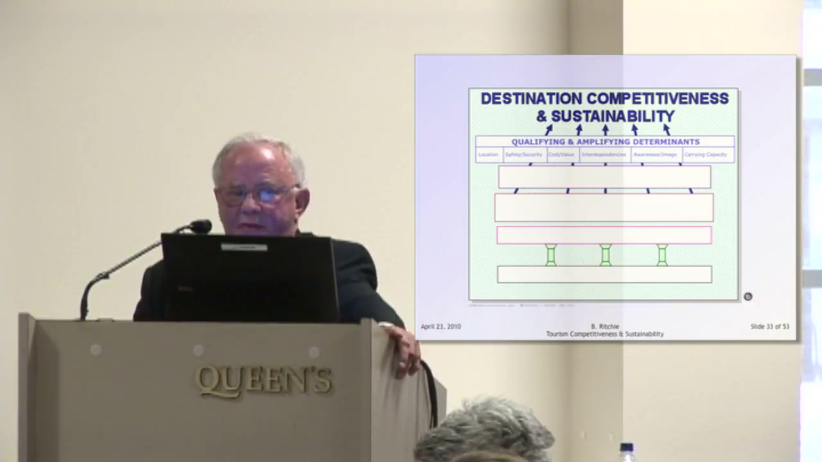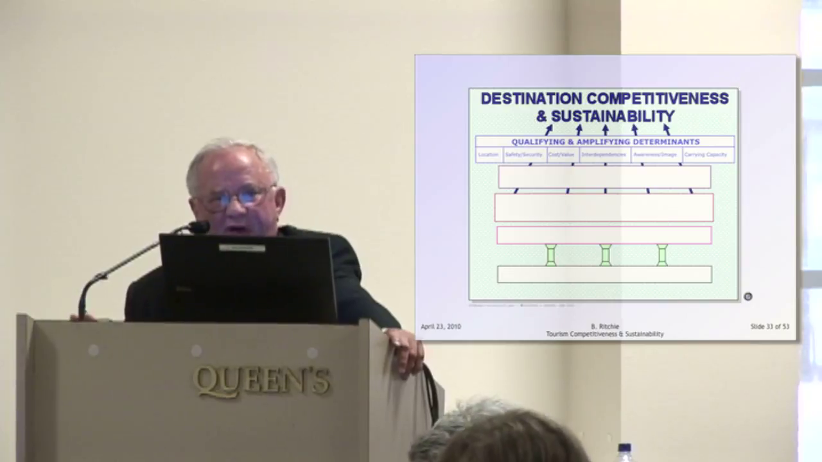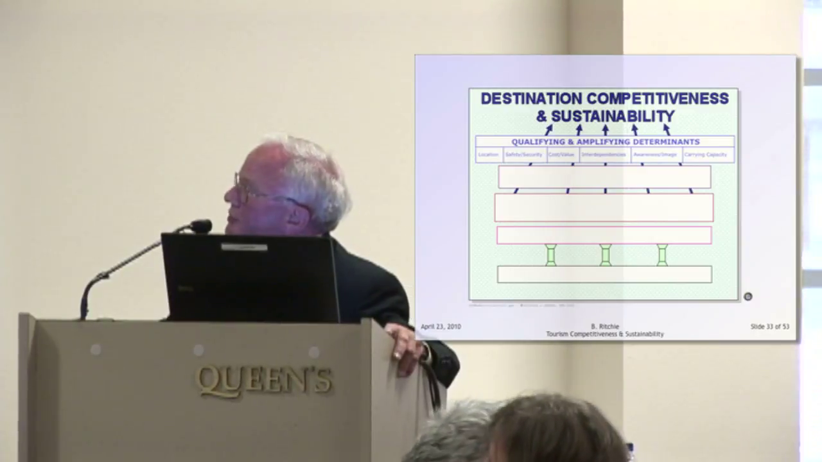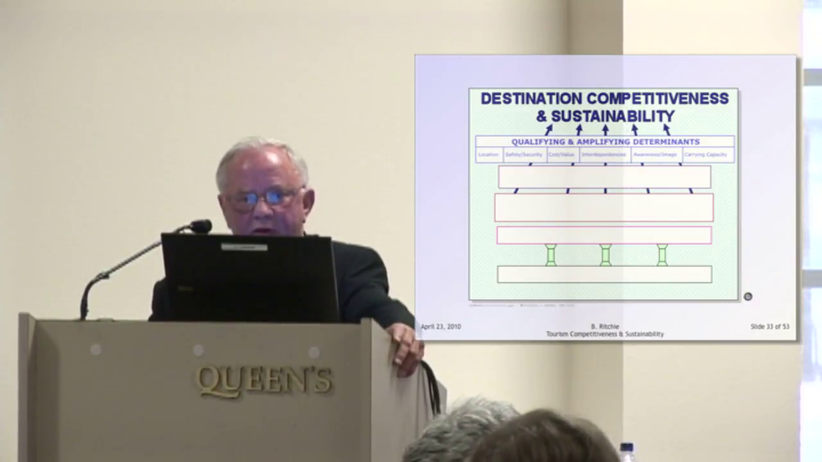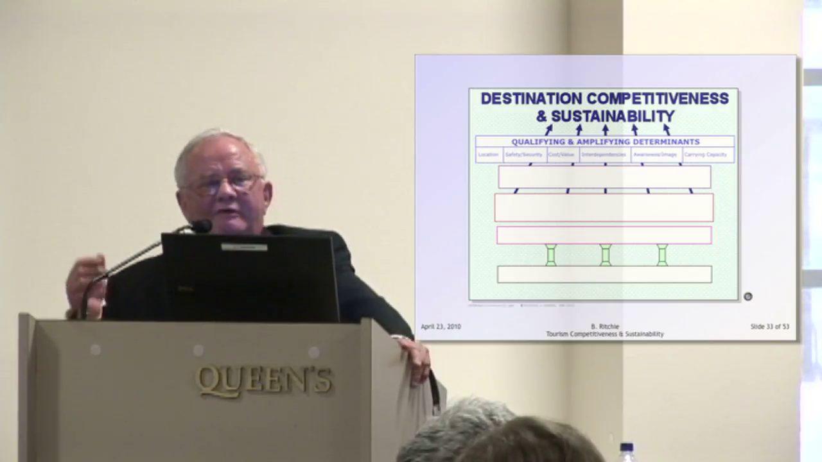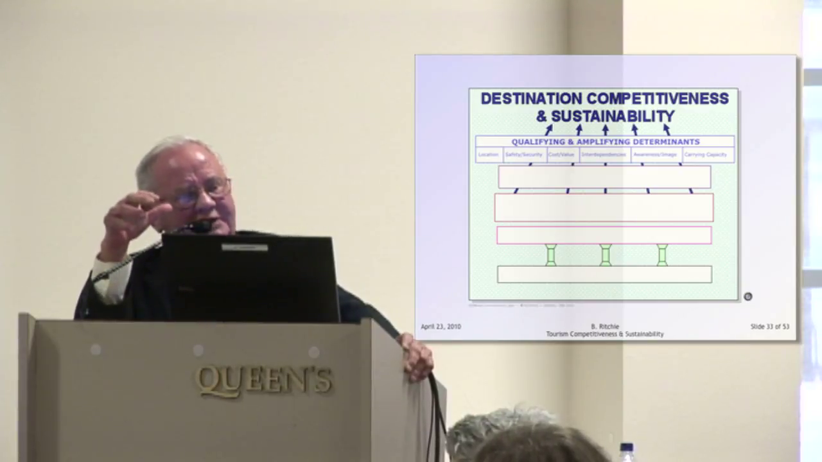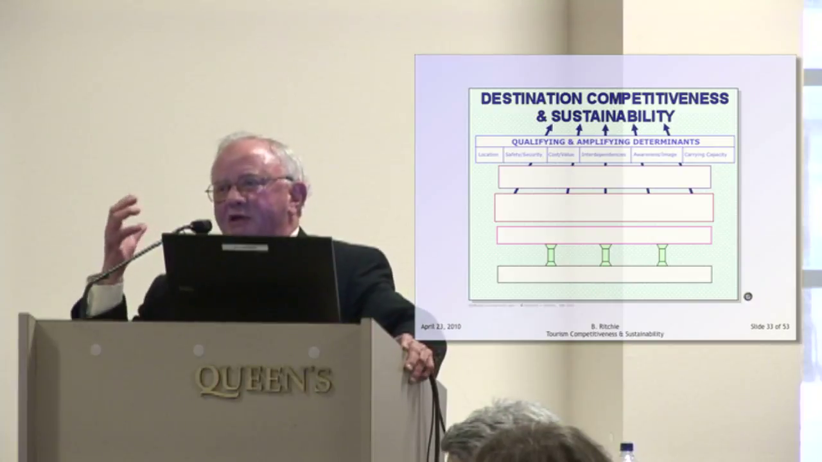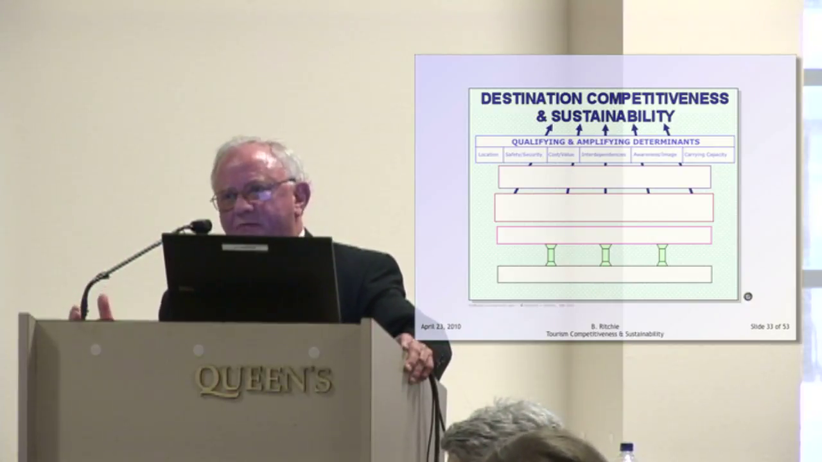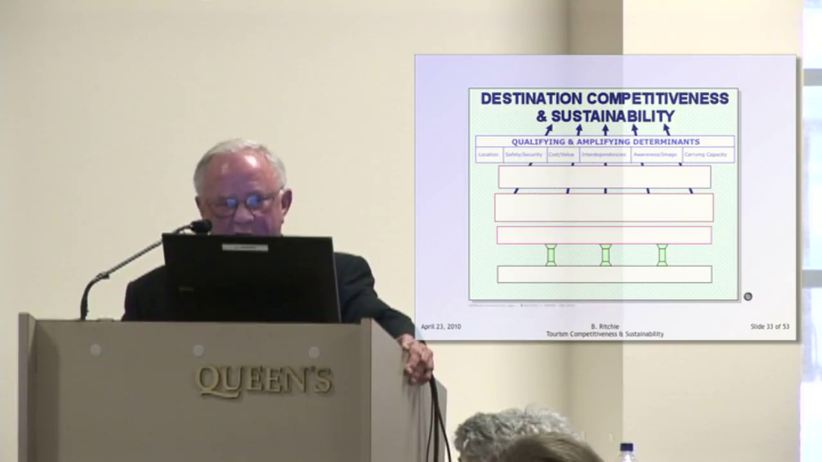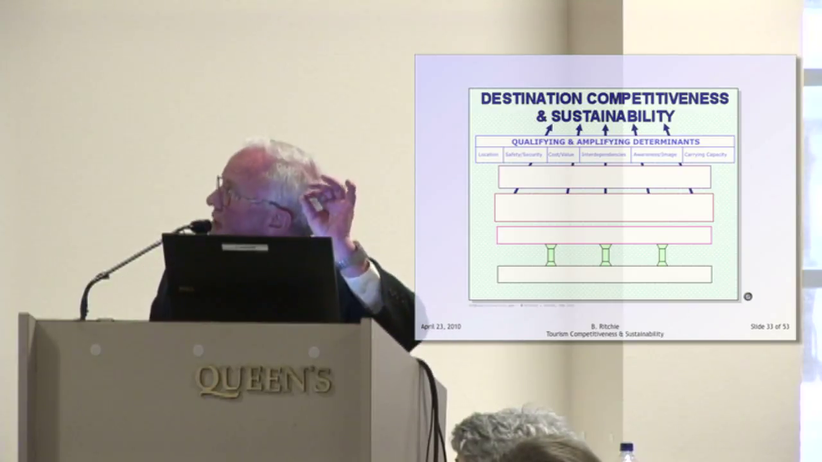Now, the next major dimension of our model that we found affected destination competitiveness, we call qualifying and amplifying determinants. Now, what are these? Qualifying and amplifying factors are factors which can enhance the success of your destination or which can take away from your ability to compete in the marketplace. So they help you or they hinder you. And one of the main ones that everyone has to take into account, if you can see that up on the left, is location. The location of your destination has a huge role to play.